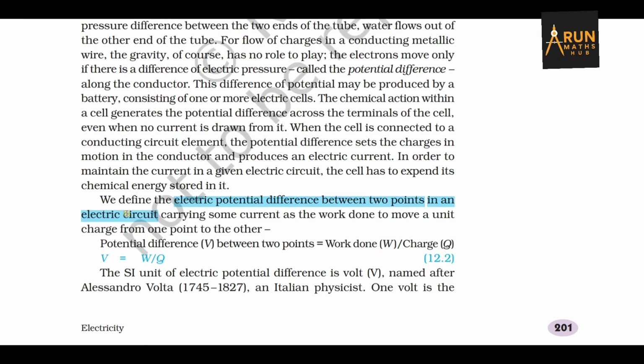The electric potential difference between 2 points in an electric circuit carrying some current is defined as the work done to move a unit charge from one point to another point. Potential difference between any 2 points in an electric circuit is defined as the work done to move a unit charge from one point to another point.